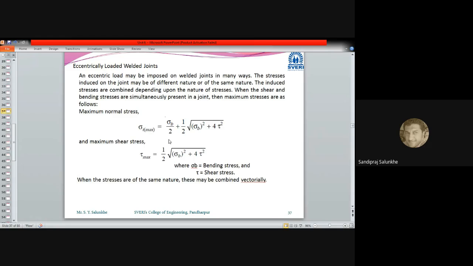Next, the welded joint may fail because of shear, since it is subjected to bending and shear. So we have to calculate the maximum shear stress, and this is the maximum shear stress theory. In this case, the maximum shear stress is given by half of the square root of sigma b square, that is bending stress square, plus 4 tau square, the shear stress square. Now we will consider these two theories and calculate the strength of the welded joint.